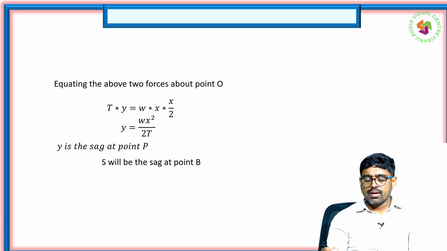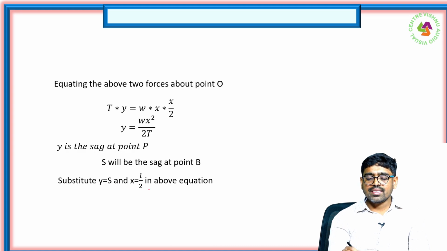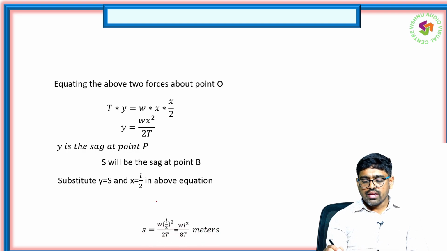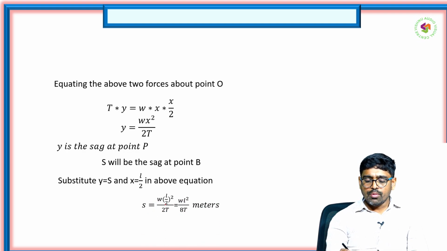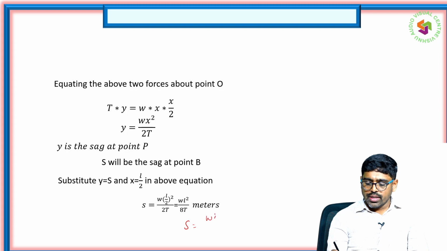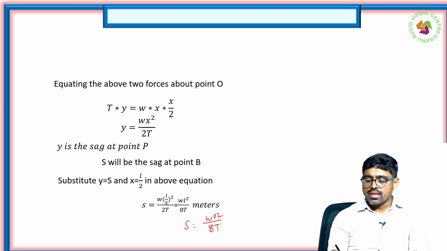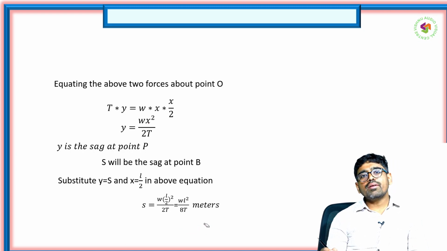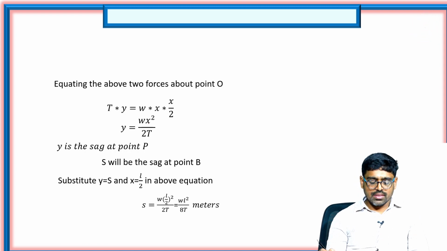Up to the point B, y equals S, and x is nothing but half of the span length, L by 2. If you substitute that in the relation, S equals W into L by 2 whole square by 2 into T. Then we get WL square by 8 into T. So sag S equals WL square divided by 8T, where T is the tension, L is the span length, and W is the weight of the conductor. So that is the sag derivation in case of the transmission line having equal supports.